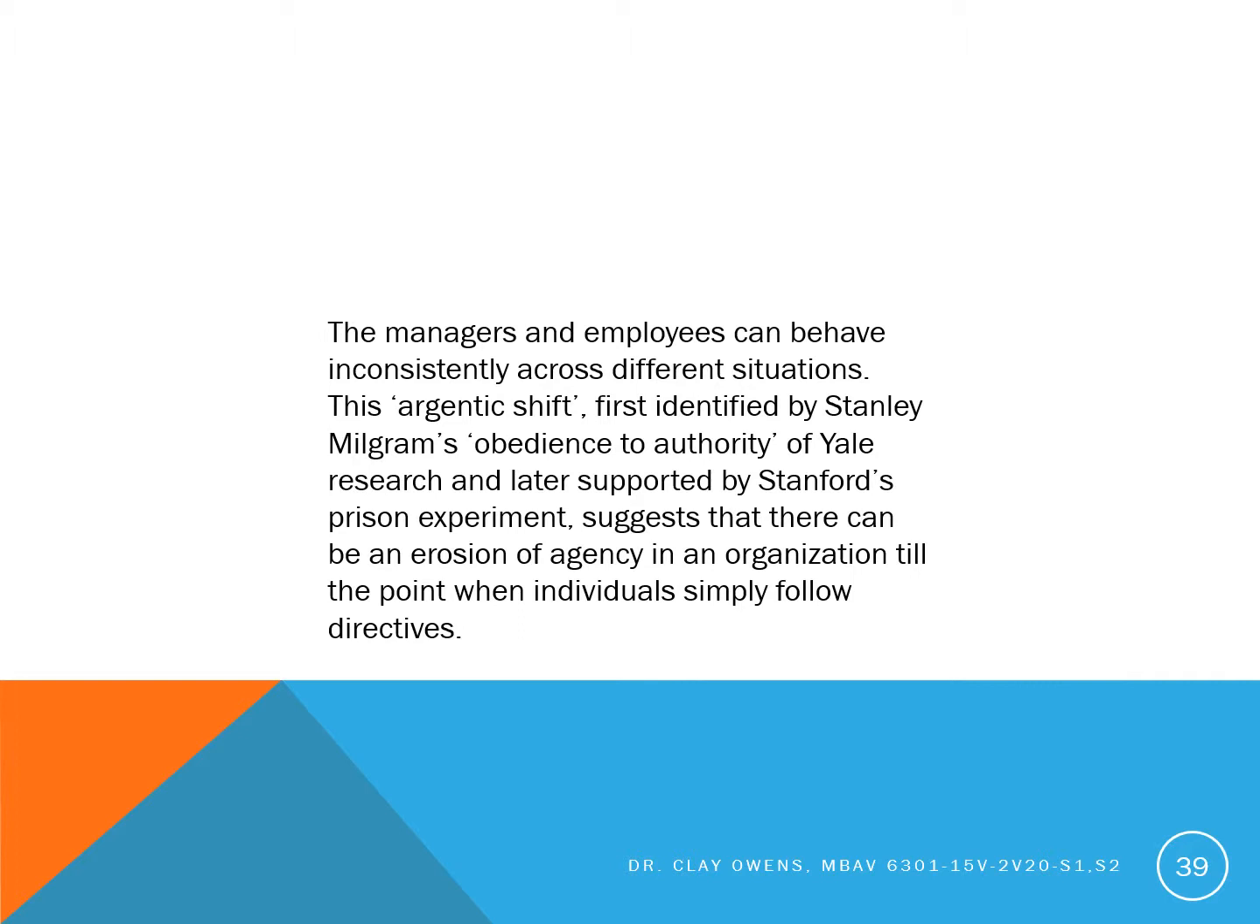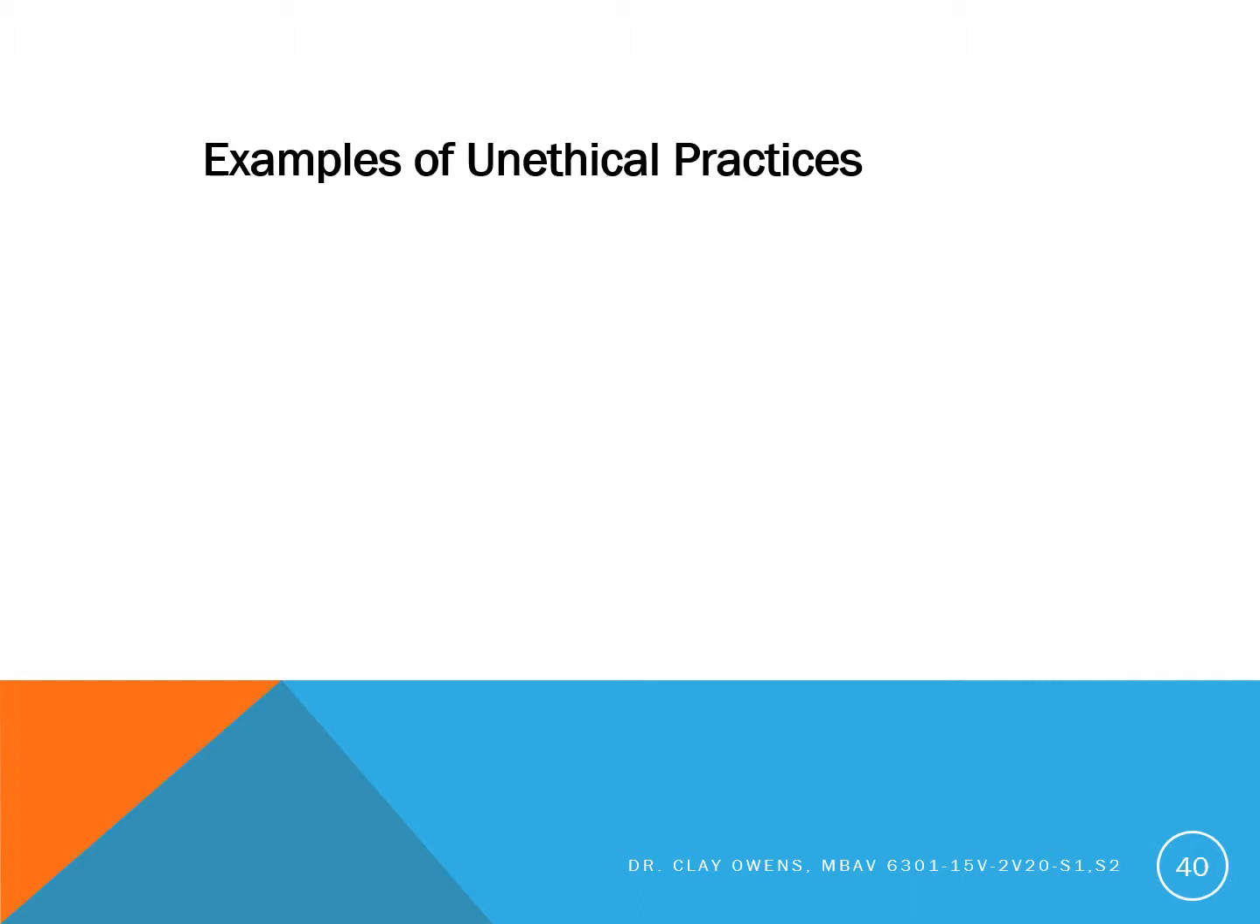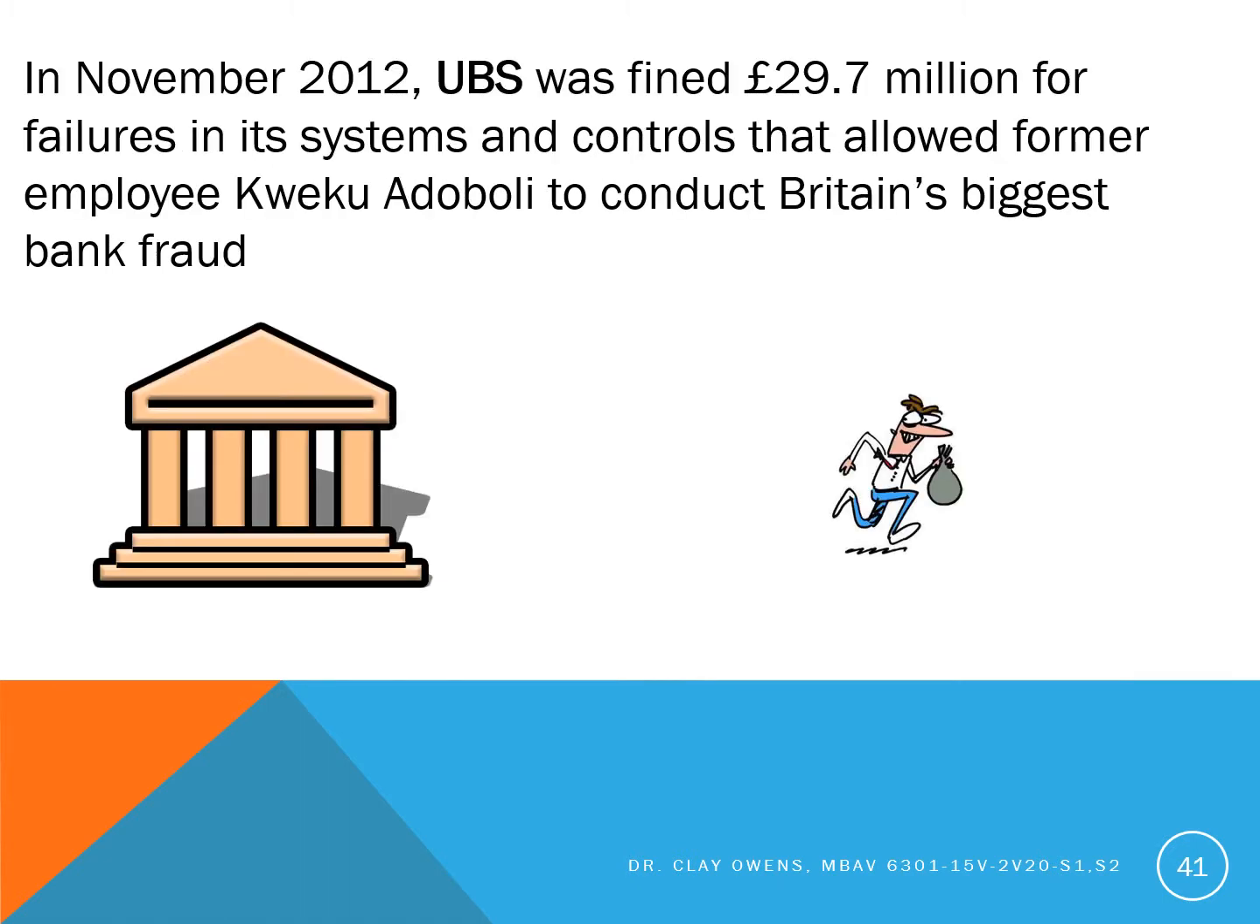This agentic shift, first identified by this guy, Stanley Milgram, and his obedience to authority research at Yale, and then the Stanford prison experiment, suggests that there can be an erosion of agency in an organization to the point when individuals simply just do what they're told, follow directives. They don't ask questions, they don't listen. It's like being in the military. You just do what you're told, no matter what you think of it. Here are some examples of unethical practices.